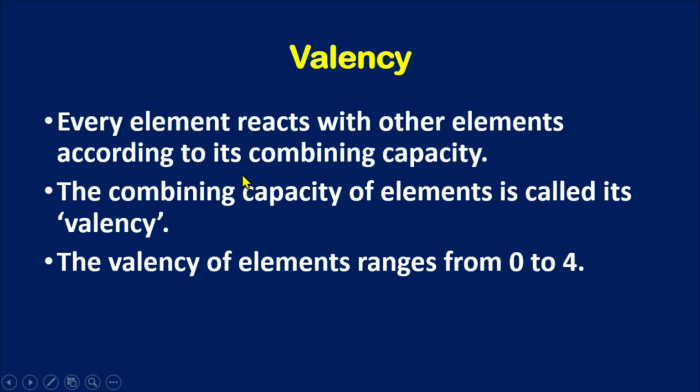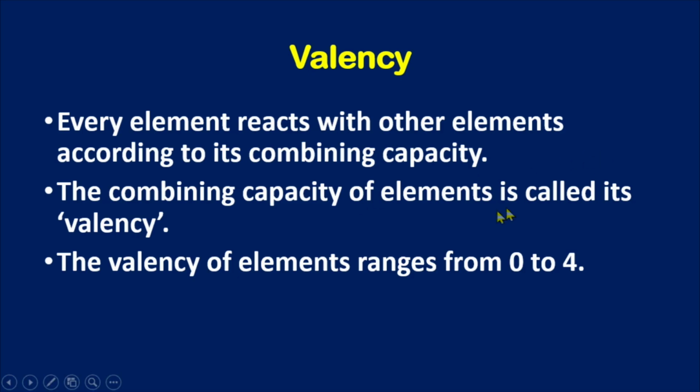Now children, we know that atoms are combining to form either molecules of elements or molecules of compounds. So how is it that they are able to combine with each other or with other atoms? Every element reacts with other elements according to its combining capacity. The combining capacity of elements is called its valency. So children, valency is a number which decides the combining capacity of the element or the atom.